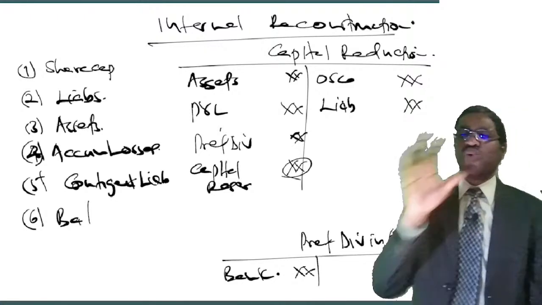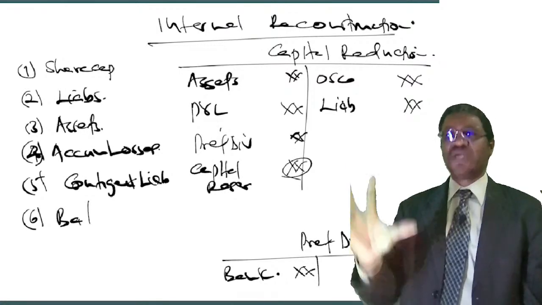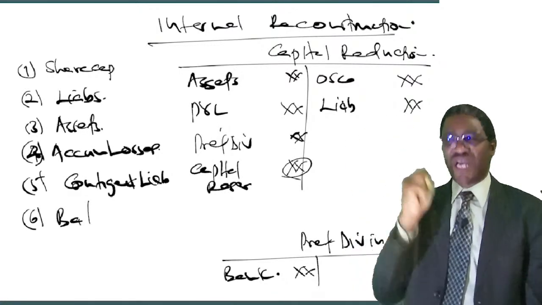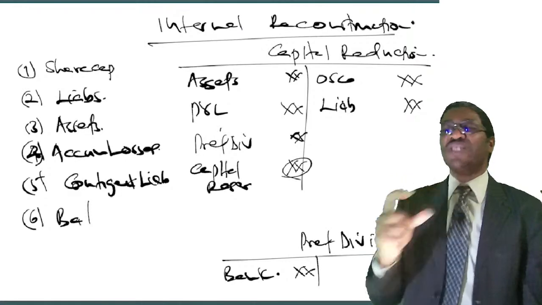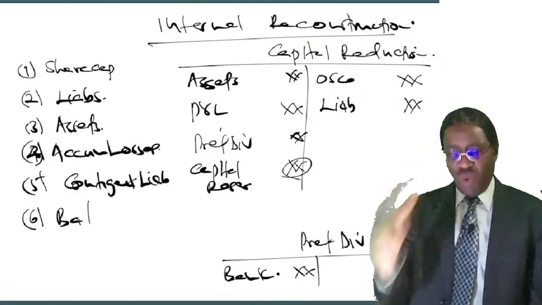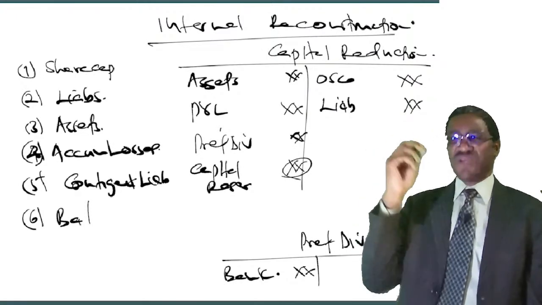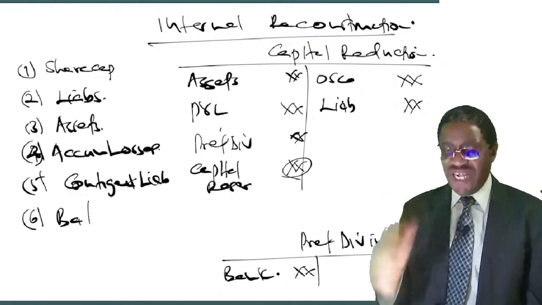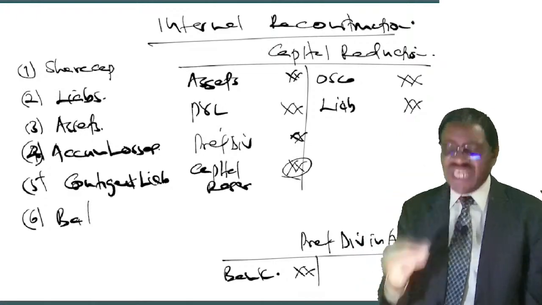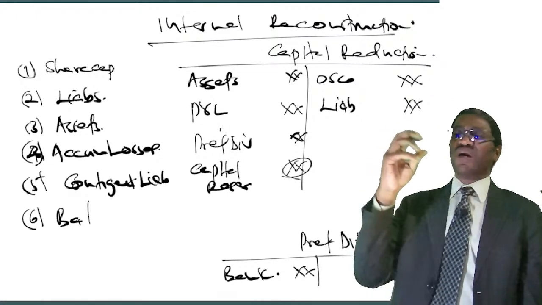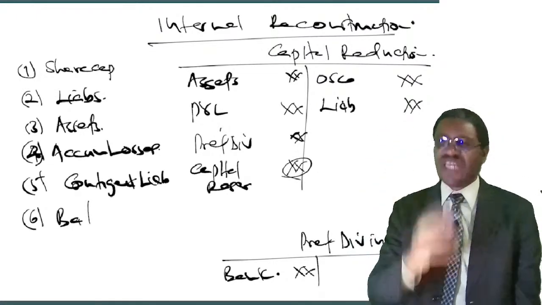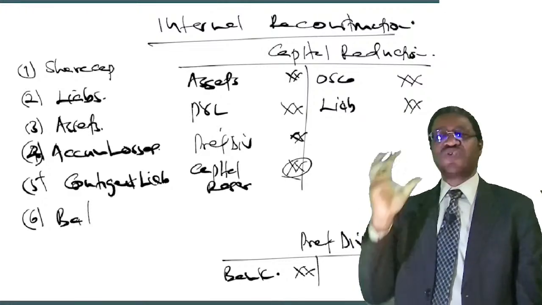So those were the 6 official accounting entries for internal reconstruction: 1, with the amount written off on share capital; 2, with the liabilities written off; number 3, with the assets written off, with accumulated losses written off; number 4, with any contingent liability; then number 6, with any balance remaining in the capital reduction account.